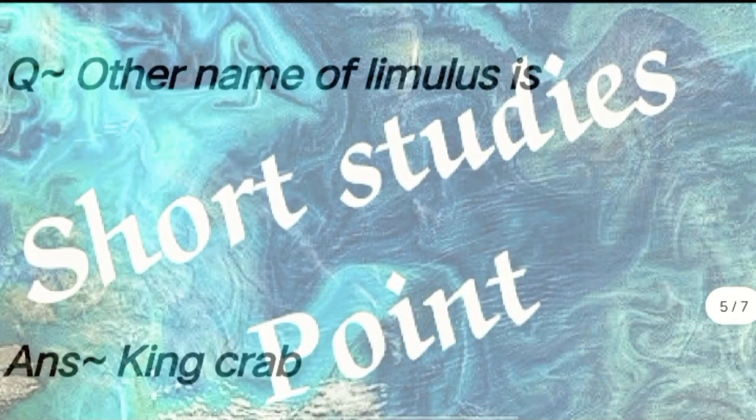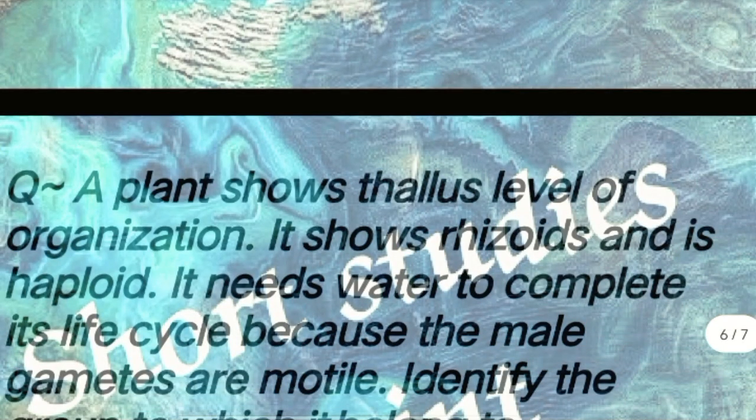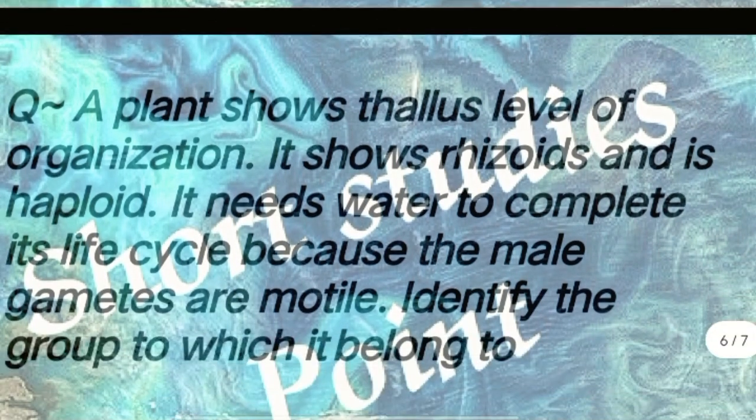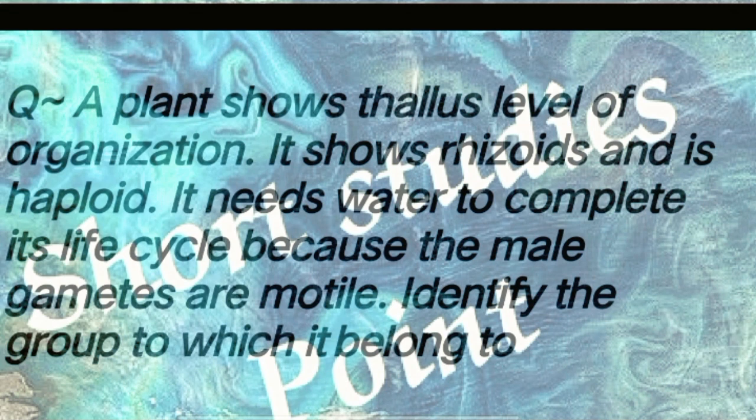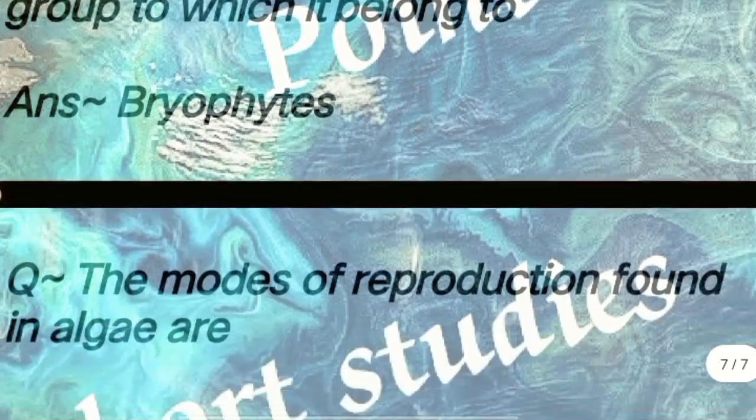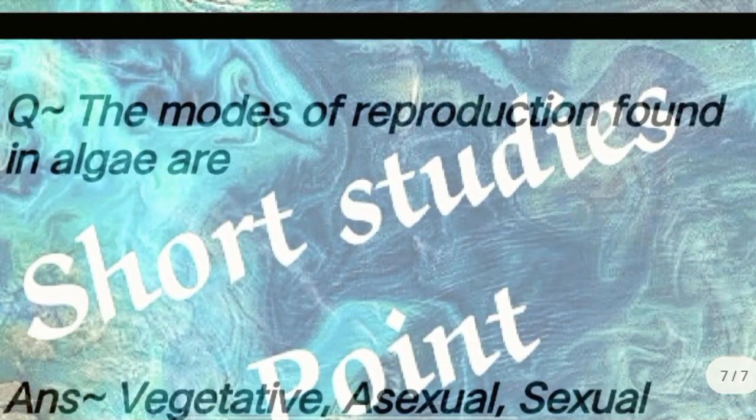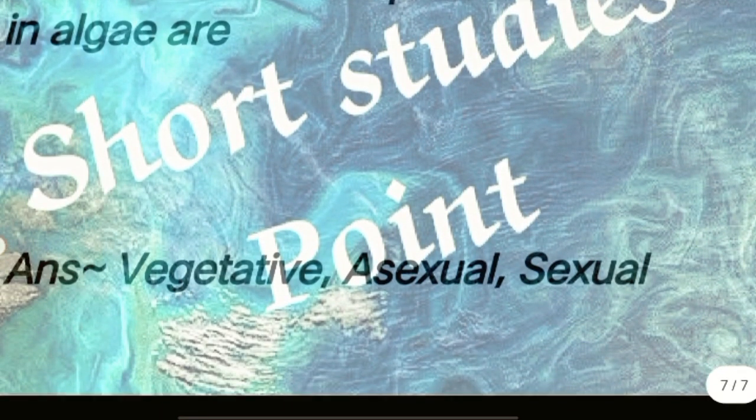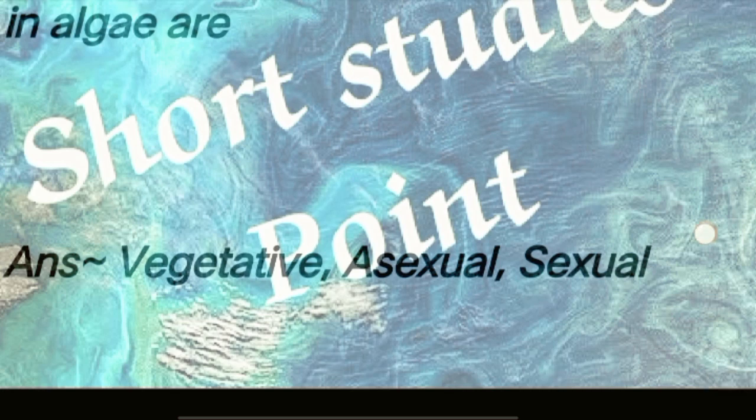Next question: other name of Limulus is? Answer: king crab. Next question: a plant shows thallus level of organization. It shows rhizoids and is haploid. It needs water to complete its life cycle because the male gametes are motile. Identify the group to which it belongs. Answer: bryophytes. Next question: the modes of reproduction found in algae are? Answer: vegetative, asexual, sexual.